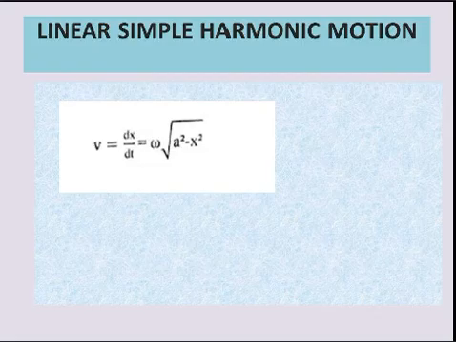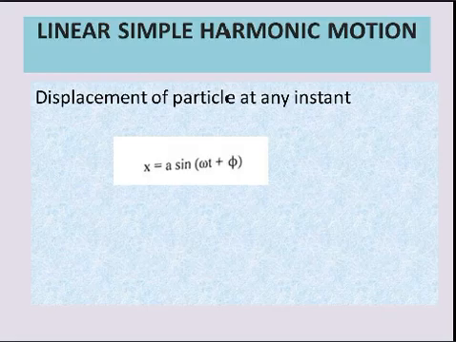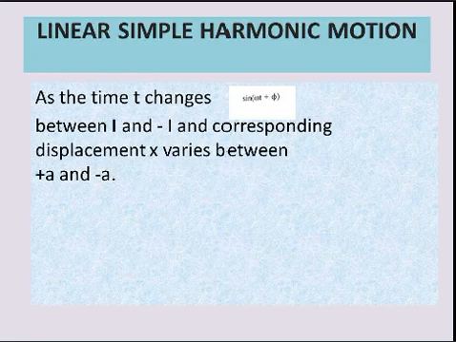Remember students, this slide is very important from numerical point of view. Now the displacement of the particle at any instant of time is given by x is equal to a sine omega t plus phi. This is the displacement of the particle. Remember this equation thoroughly. As the time changes, sine omega t plus phi swings between +1 and -1.